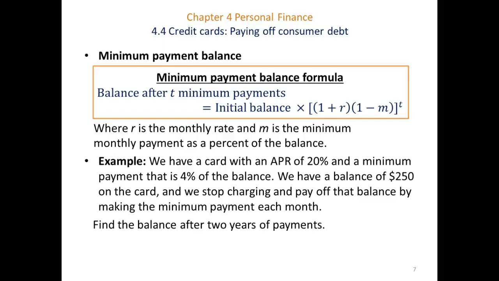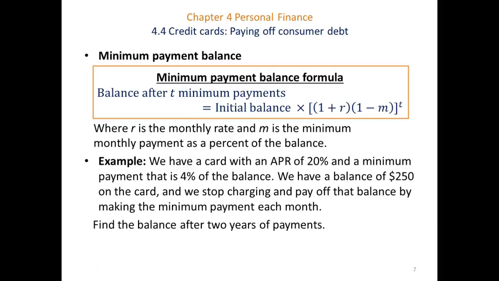Minimum payment balance formula. The balance after T minimum payments is equal to the initial balance times (1 plus R) times (1 minus M) to the power of T, where R is the monthly rate and M is the minimum monthly payment as a percent of the balance.